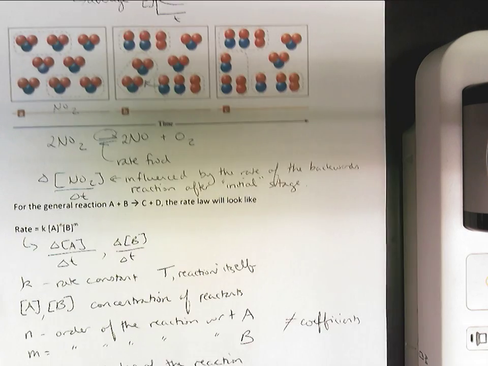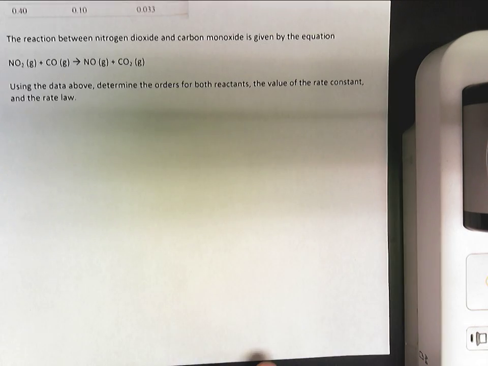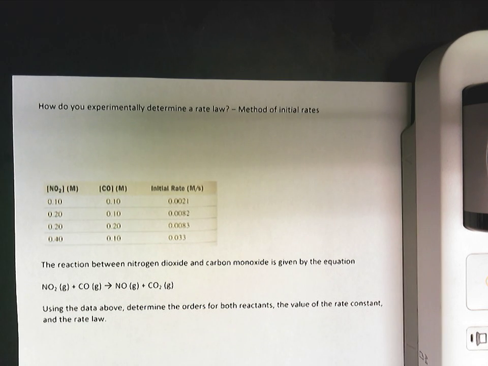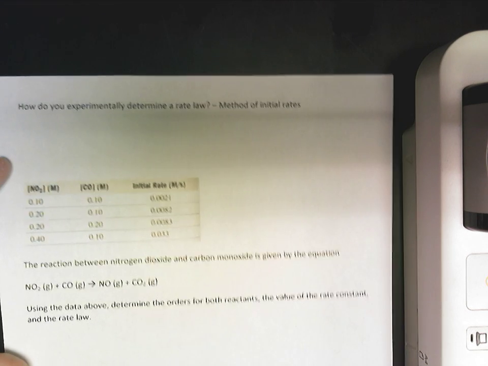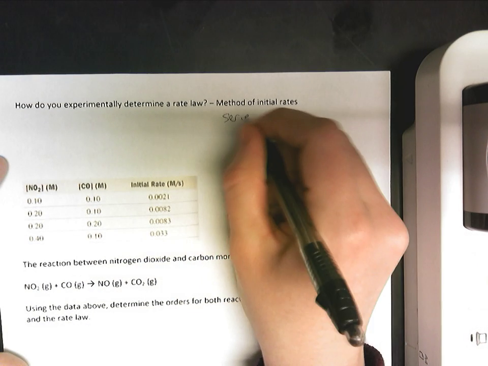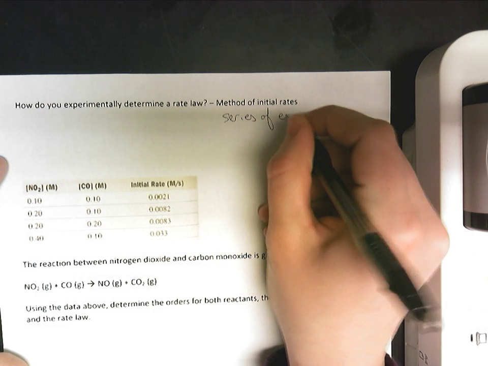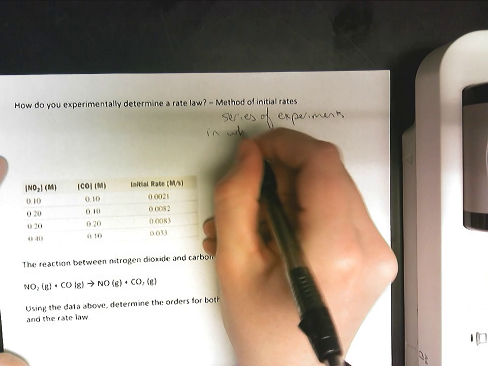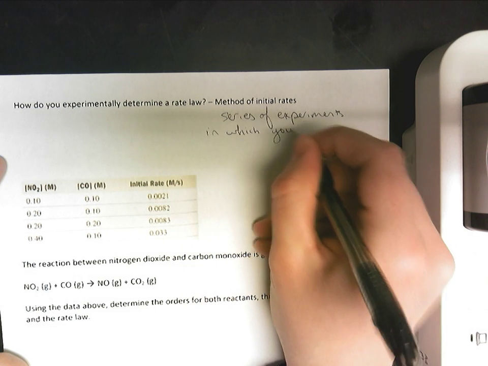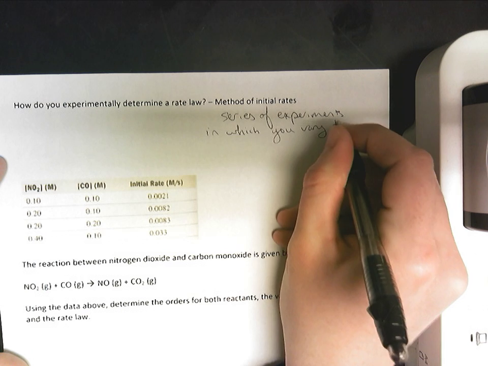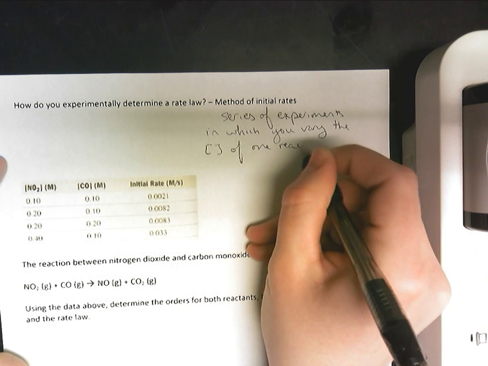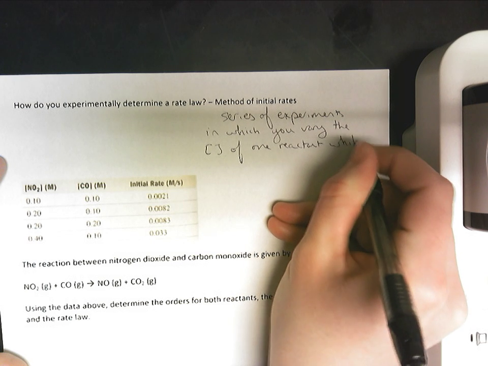Okay, so how do I determine all of this stuff experimentally, and how do I do the math, essentially? How do I experimentally determine a rate law? I use what's called the method of initial rates. This is going to be a series of experiments that you set up in which you vary the concentration of one reactant while holding the others constant.